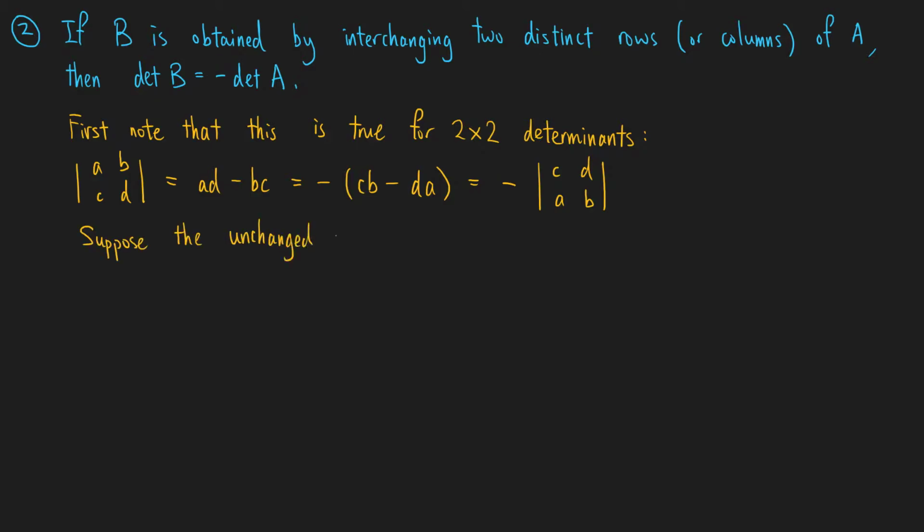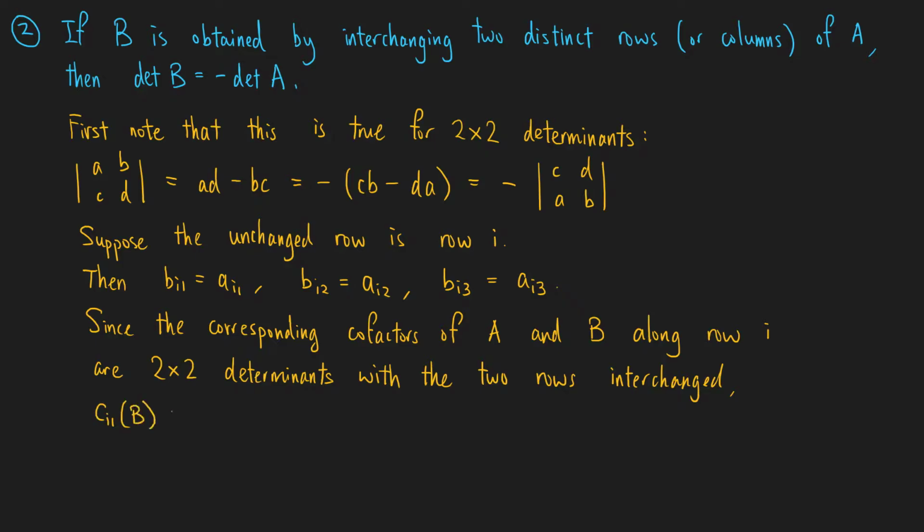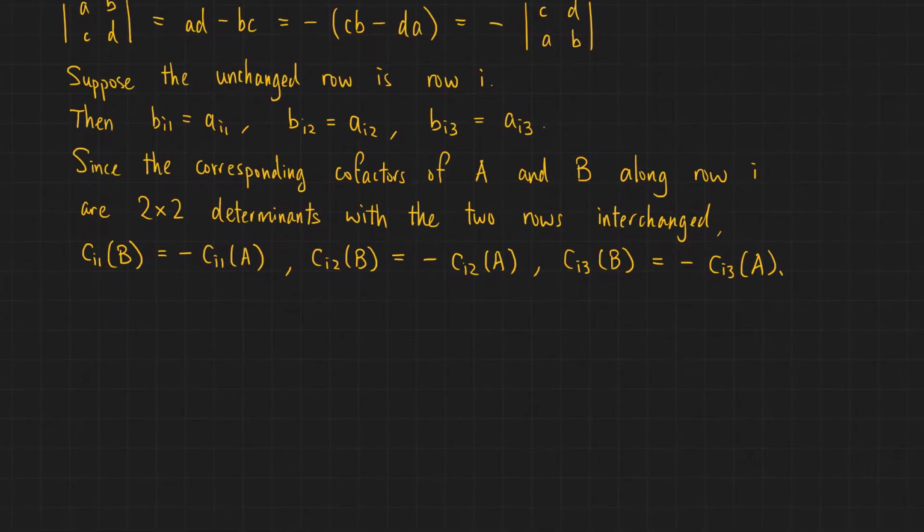Suppose the unchanged row is row i. Then Bi1 equals Ai1, Bi2 equals Ai2, and Bi3 equals Ai3. Since the corresponding cofactors of A and B along row i are 2×2 determinants with the two rows interchanged, Ci1 of B equals the negative of Ci1 of A, Ci2 of B equals the negative of Ci2 of A, and Ci3 of B equals the negative of Ci3 of A.